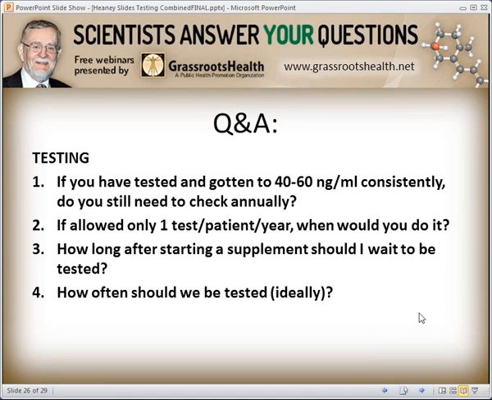How long after starting a supplement should I wait to be tested? That's a very good question. The best answer I can give is that you'll see a rise immediately, but you won't know how far it's taking you until you wait for 3 to 4 months. So a 3-month minimum would be what I would say. 4 months is probably better. And if you're in steady state and we know that you're at the level you want, then annually is plenty often.